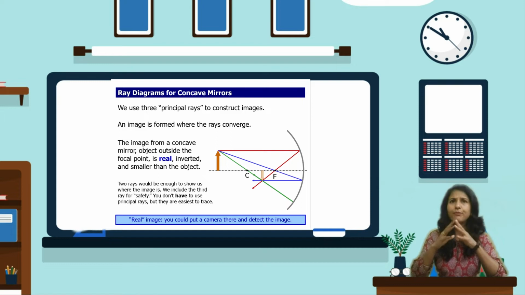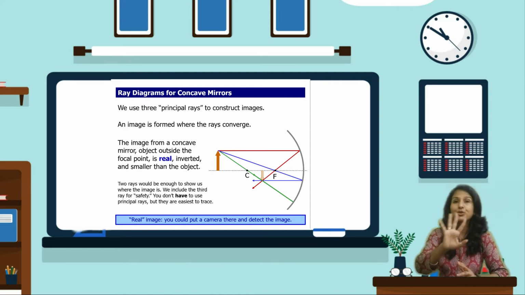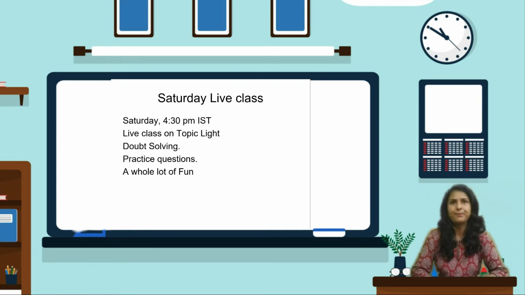The image from a concave mirror, for objects outside the focal point, is real, inverted and smaller than the object. You can see in the picture how it is. Two rays would be enough to show us where the image is. We include the third ray for safety only. You don't have to use principal rays, but they are easiest to trace.